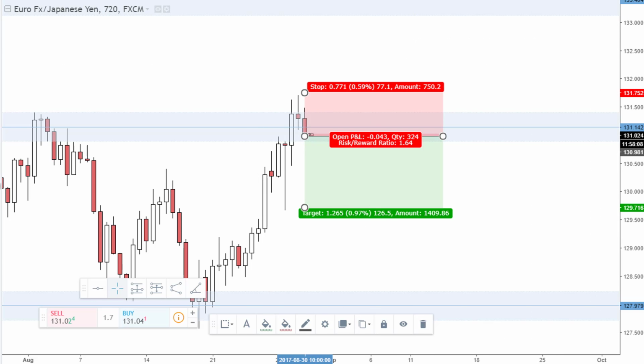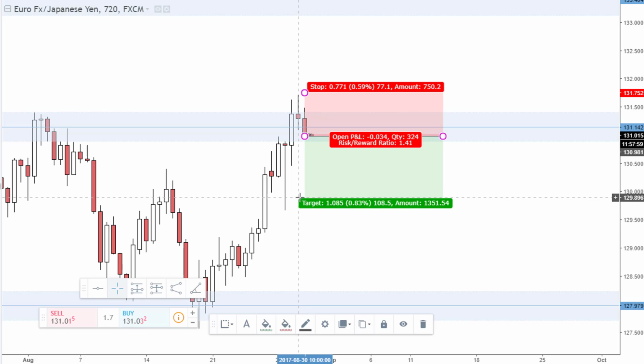There's so many different ways to manage a trade. I'm not really sure how I'm going to manage this one if it does approach that target. But yeah, this is the trade for now, and I'll update as it progresses.